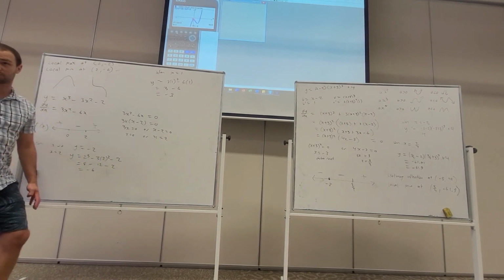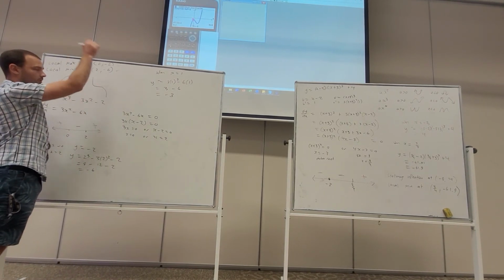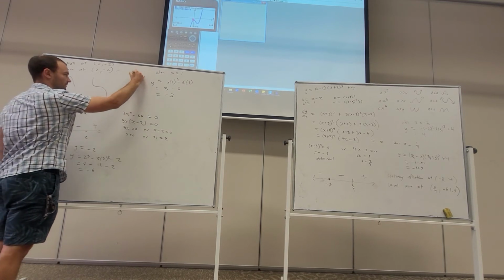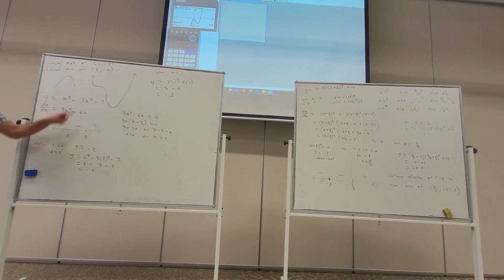And so I've sketched the graph on my calculator. You guys won't be able to see it. I'm not going to waste time putting it up there, but it looks something like this. We've got our stationary point of inflection, so it goes down, goes horizontal, keeps going down, and then we have our local minimum.